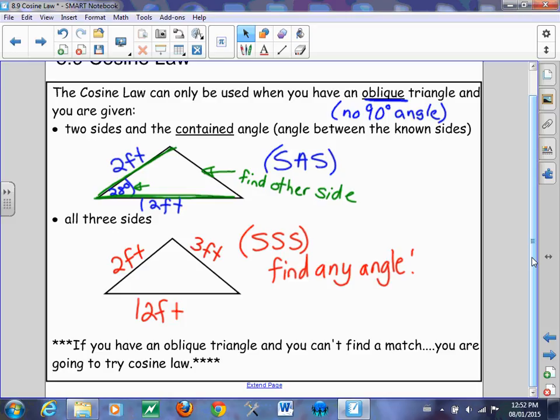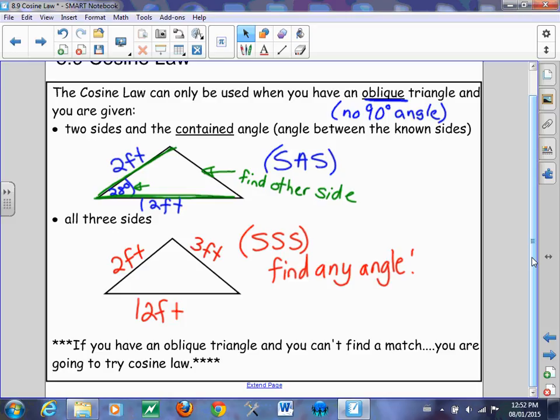Easiest is Pythagorean theorem. Then SOHCAHTOA. That has to occur in a 90-degree triangle. If you don't have that in your oblique triangle, look for a match. If you don't have a match, then guess what? You're stuck with using cosine law. And the reason why you're stuck with using cosine law is because these are big formulas.